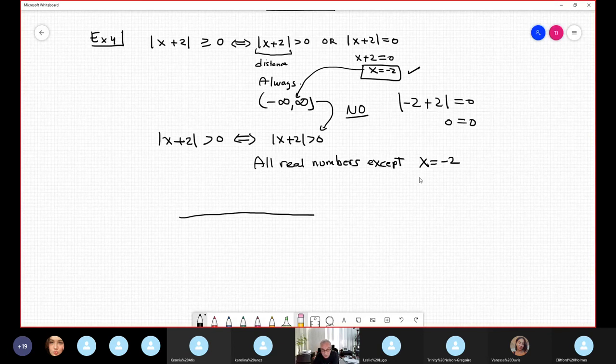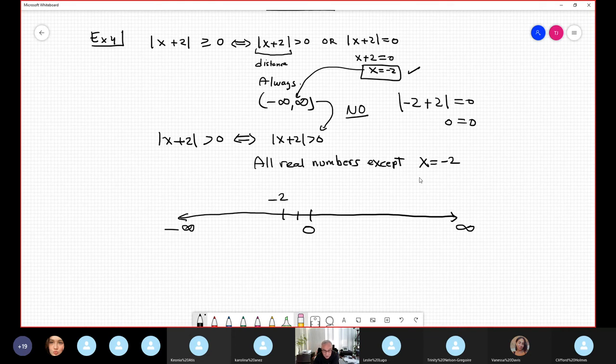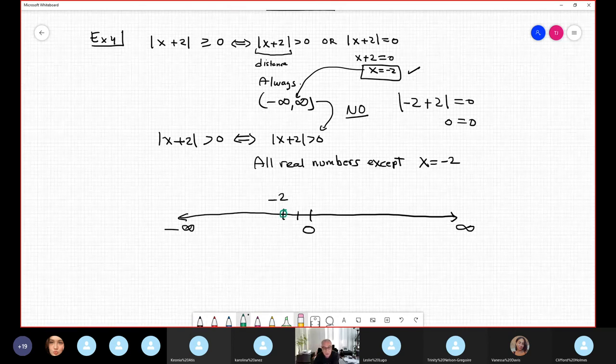How do you indicate that? Let me try to do my best. This is already a number. This is zero, negative two here, negative one, negative two. So here at negative two, we have a hole. This is a classical case. Try to take this idea that sometimes we have a hole.